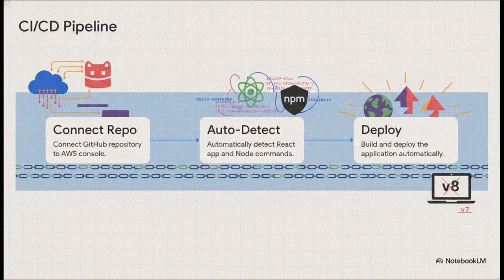The absolute magic here is that once this pipeline is open, a simple code commit, like literally updating a single line of code in your index file from version 7 to version 8, instantly triggers a new build. Within minutes, the live application is updated for the whole world to see, with absolutely zero manual server configuration required on your part.